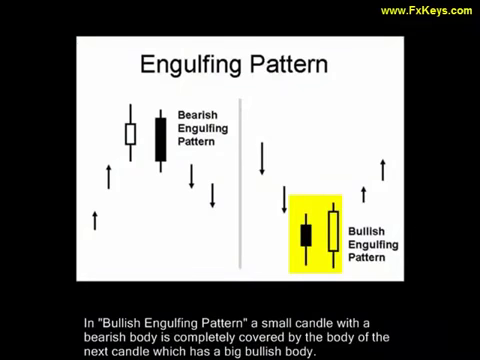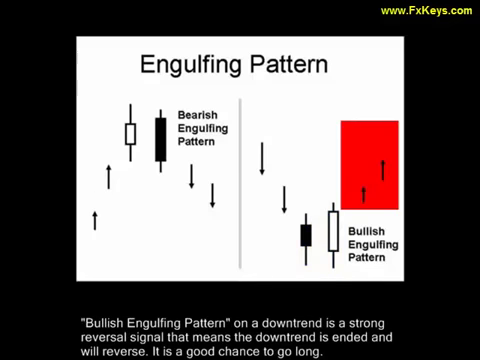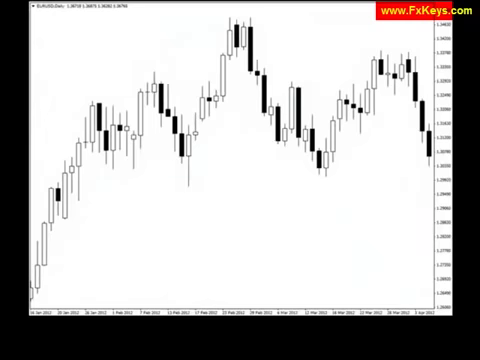In bullish engulfing pattern, a small candle with a bearish body is completely covered by the body of the next candle, which has a big bullish body. Bullish engulfing pattern on a downtrend is a strong reversal signal. That means the downtrend is ended and will reverse. It is a good chance to go long. Engulfing pattern is stronger if the second candle covers the body of more than one candle.